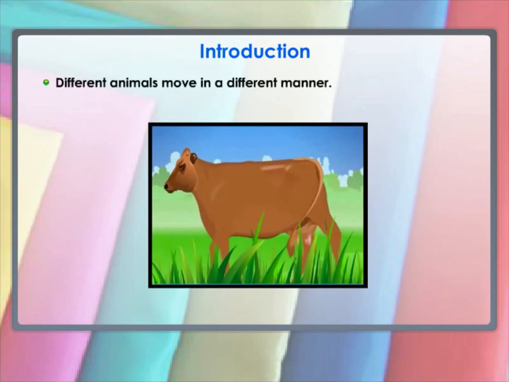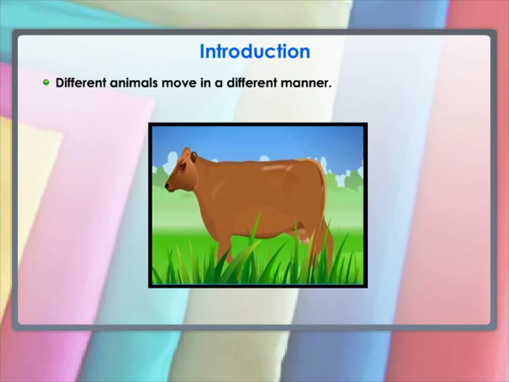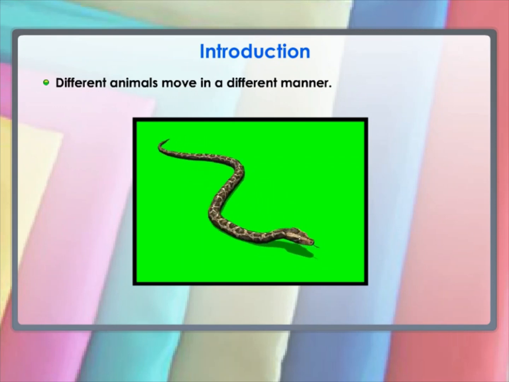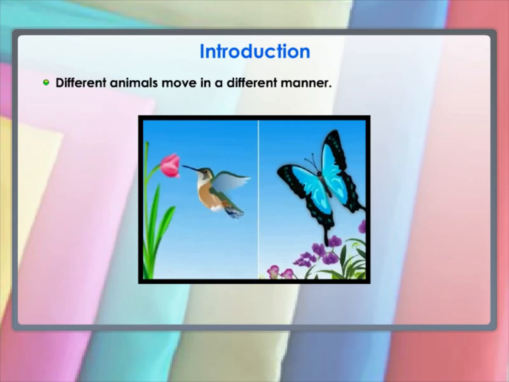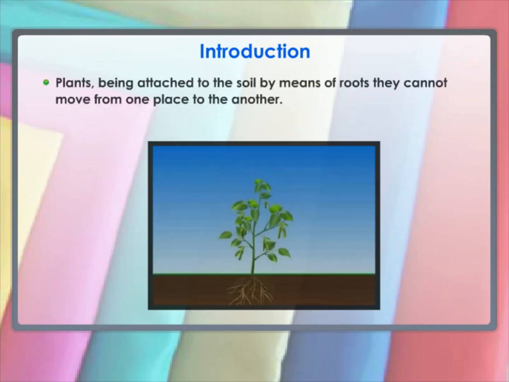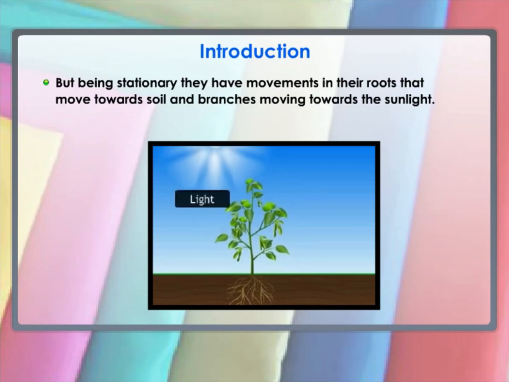Different animals move in different manners, like a cow walks with the help of a leg. Snakes crawl with their body. Birds and insects fly with the help of wings. Plants, being attached to the soil by means of roots, cannot move from one place to another. But being stationary, they have movements in their roots that move towards soil and branches moving towards sunlight.